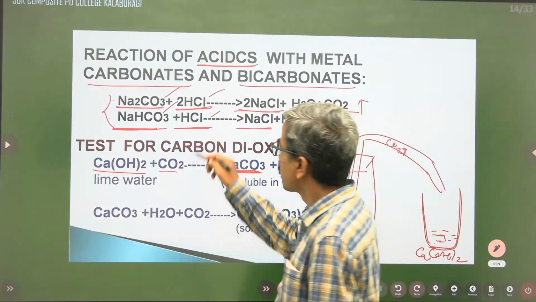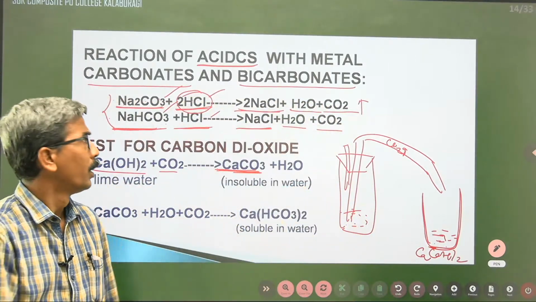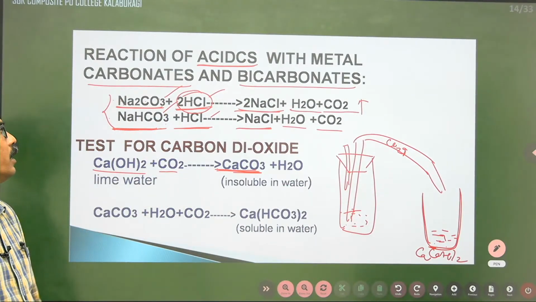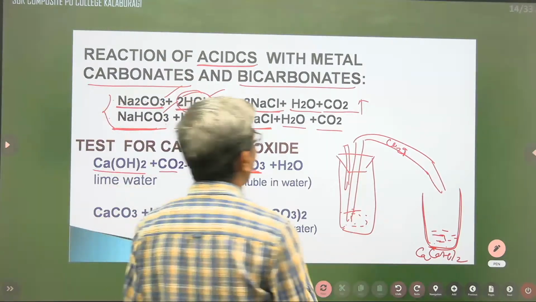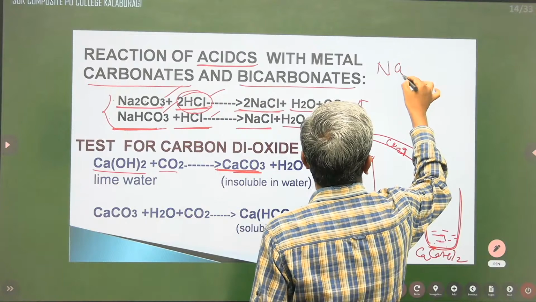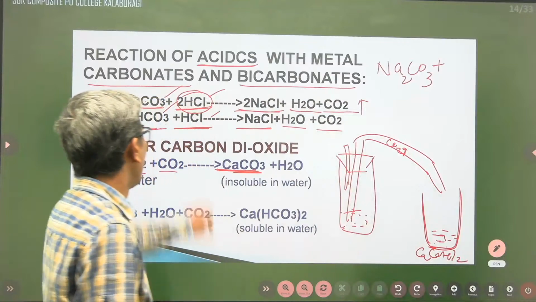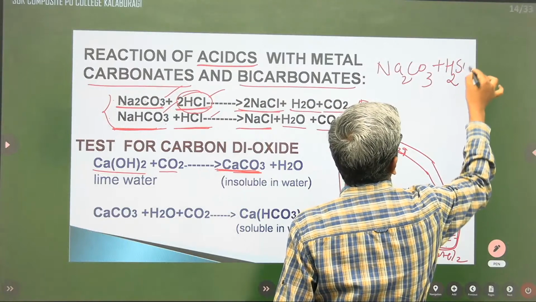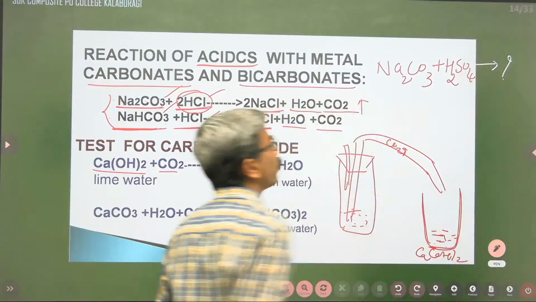In a similar way, instead of hydrochloric acid, you can even try the reaction with sulfuric acid. The only difference is, if you want, you can try it, just like an activity. So if I take the same sodium carbonate, Na2CO3, it is a carbonate. I am changing the acid. Instead of hydrochloric acid, if you try with H2SO4, what is the product we are going to get?